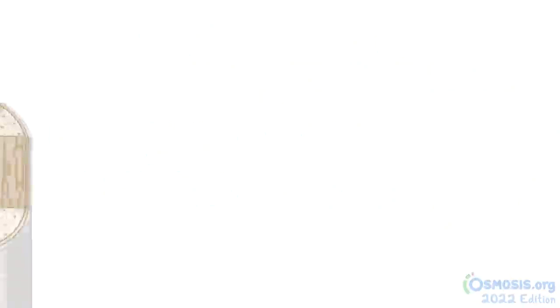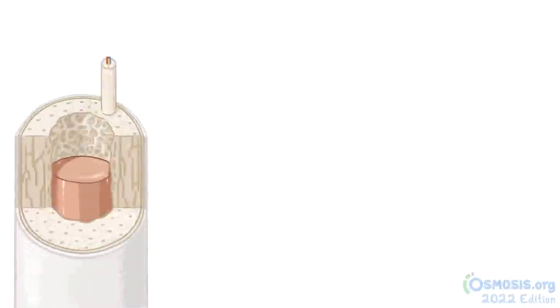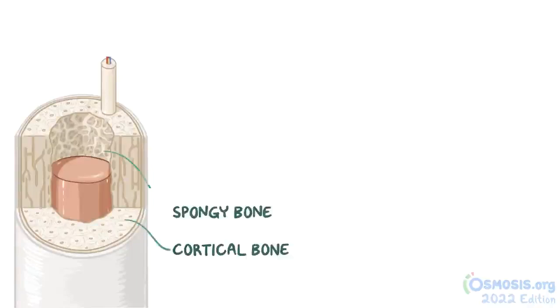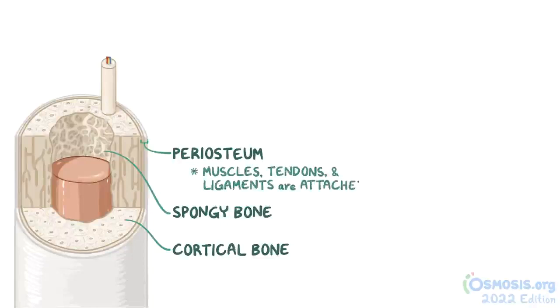Normally, if we look at a cross-section of a bone, we can see that it has a hard external layer known as the cortical bone and a softer internal layer of spongy bone that looks like honeycombs. There's also another layer called the periosteum that covers the cortical bone, like the lamination of a basketball card, and that's where the muscles, tendons, and ligaments are attached.